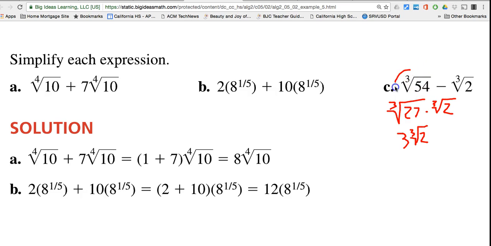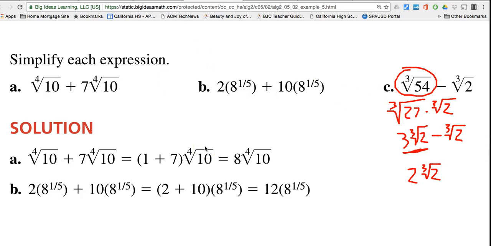So you'll see when we simplify one of these expressions, we can actually turn it into a term that is like the other one. Now we've got 3 cube root of 2's minus 1 cube root of 2. When we work that out, 3 cube root of 2 minus 1 cube root of 2 just gives us 2 cube root of 2. And that's it. It's just as simple as that.